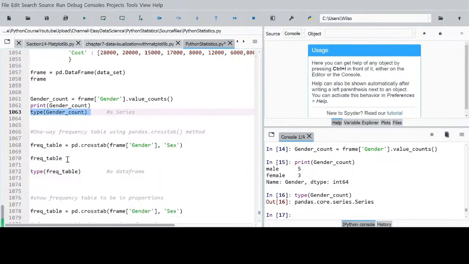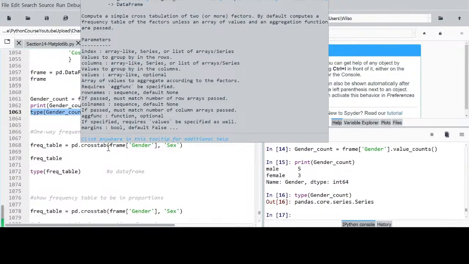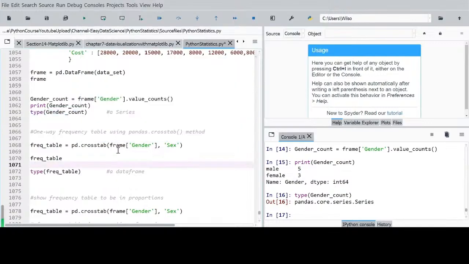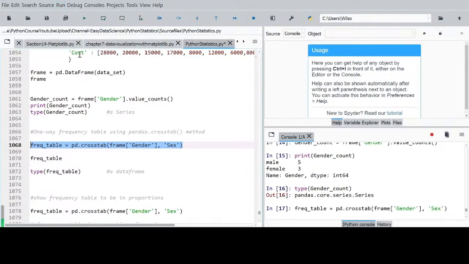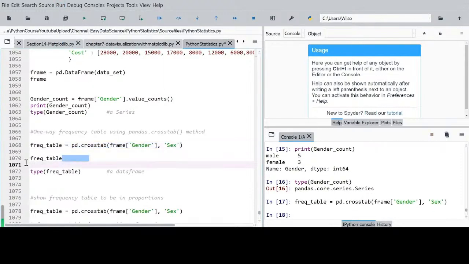You can also use the function from pandas called the crosstab function. Then inside the parentheses, you can select frame's gender variable, and we set a label for sex, which will be shown in the result. And the whole result will be assigned to an object called freq table. So we can show the result.